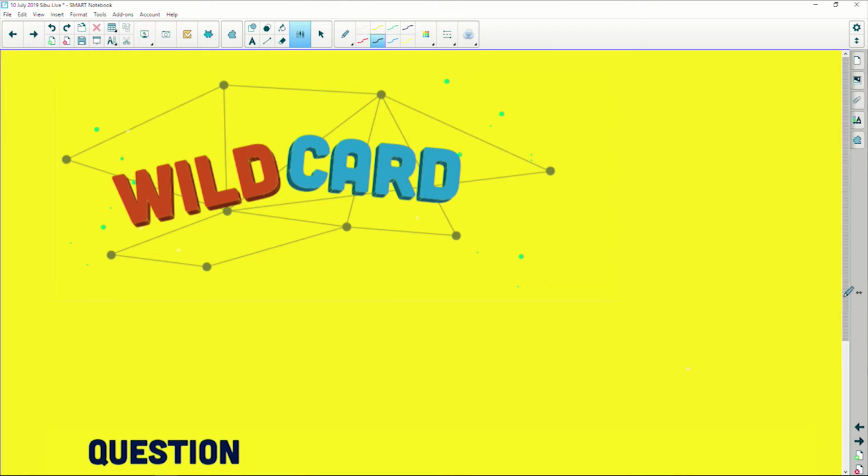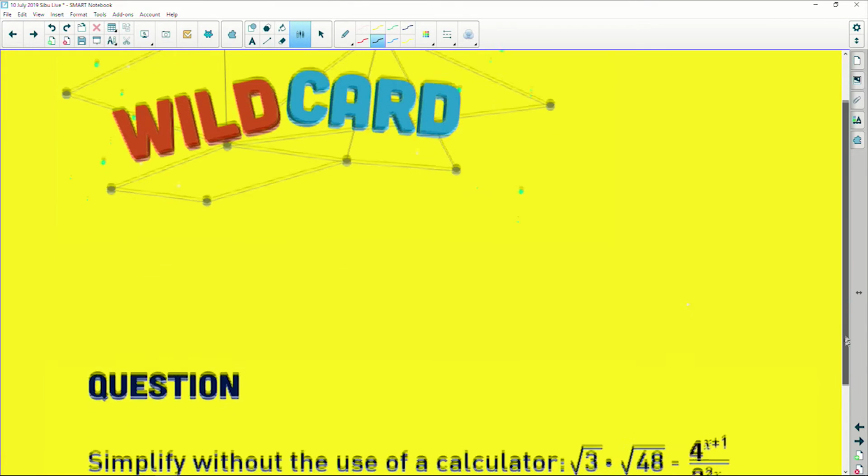Like I said, it's a little bit off topic. We are doing geometry this week, but this question comes from sets and exponents. We're trying to simplify without using a calculator. Let's look at it together so that you can see what I'm talking about. It's a wild card. Right, let's just check the question.